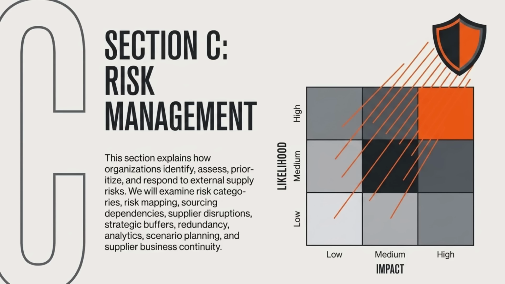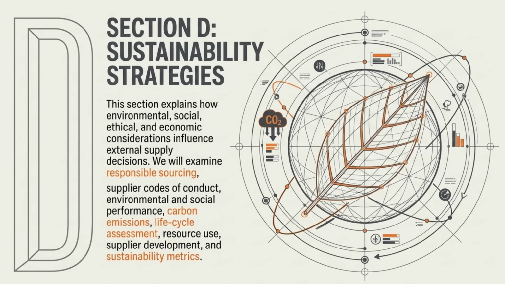Section C, Risk Management. This section explains how organizations identify, evaluate, prioritize, and respond to external supply risks. We will examine risk categories, risk mapping, sourcing dependencies, supplier disruptions, strategic buffers, redundancy, analytics, scenario planning, and supplier business continuity.